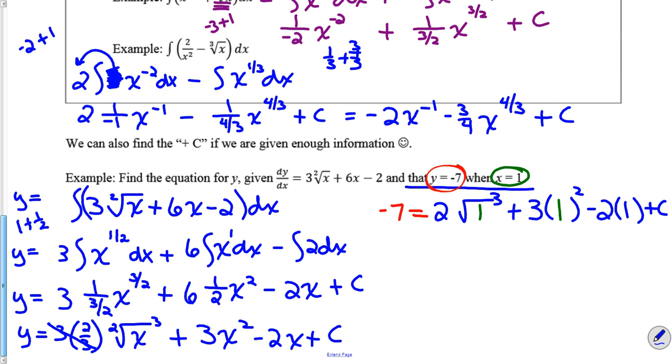Sorry, that one should be green. I'm not sure why when I pick a different color it's not making it that color.